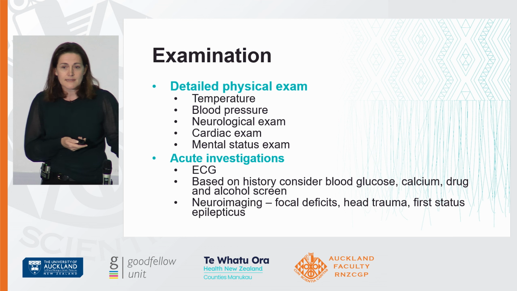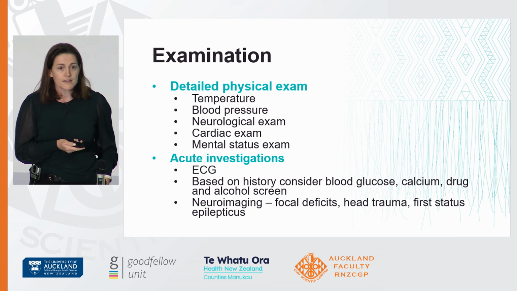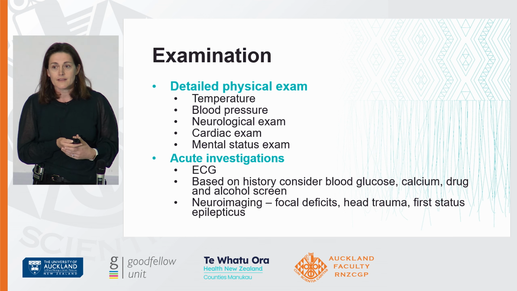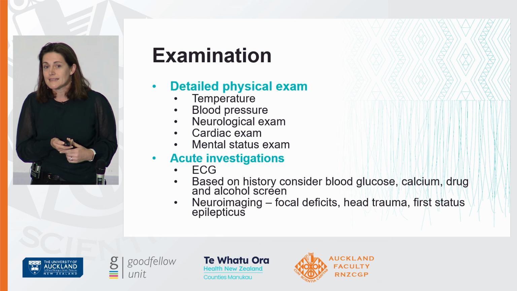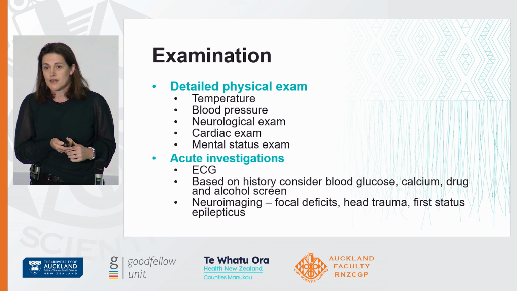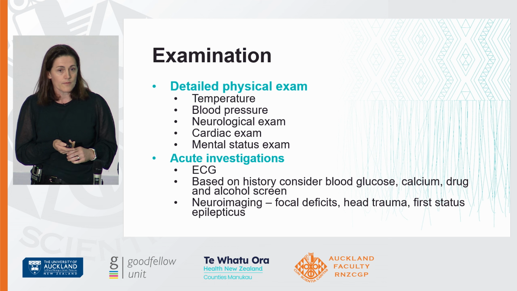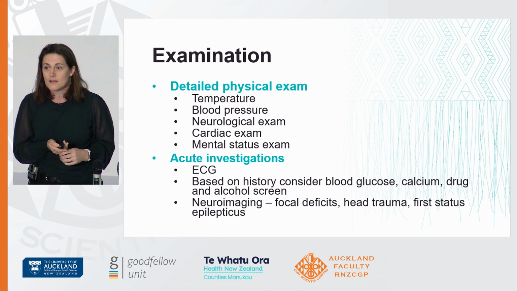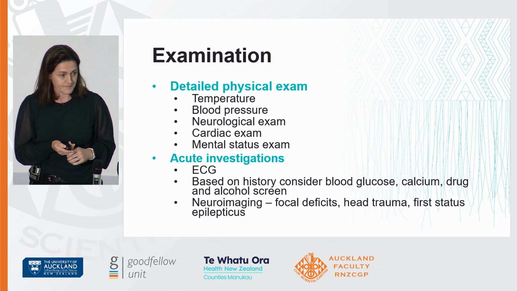In the health pathways, there is more detail in the examination section, but a lot of these features are about thinking about acute symptomatic seizure and underlying cause. We want all children who've had a seizure or suspected seizure to have an ECG. Obviously, if the seizure is ongoing, you're thinking about things like blood glucose. Other investigations will depend on the circumstances. Neuroimaging is something the paediatrician would be considering, particularly if there were any focal deficits, head trauma or first status epilepticus.